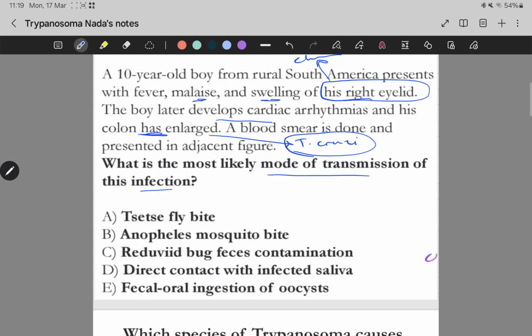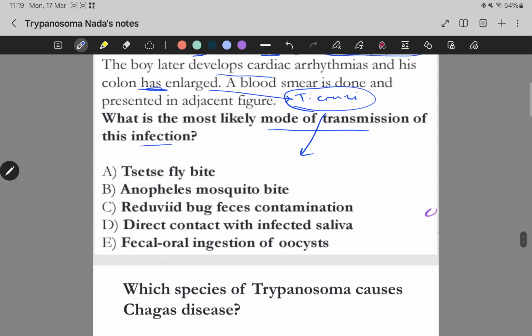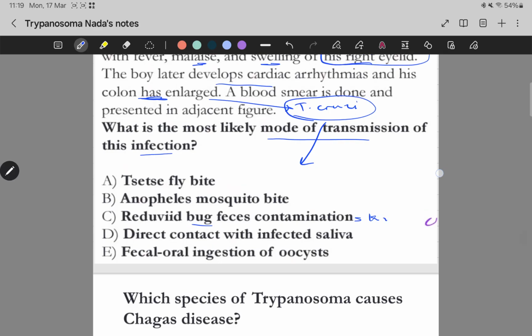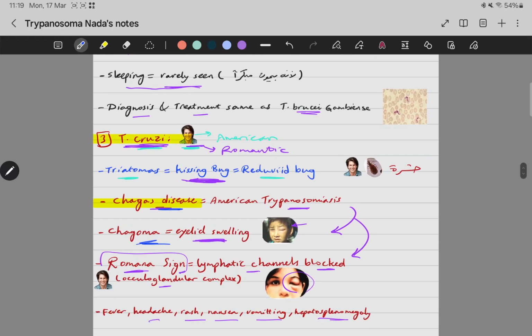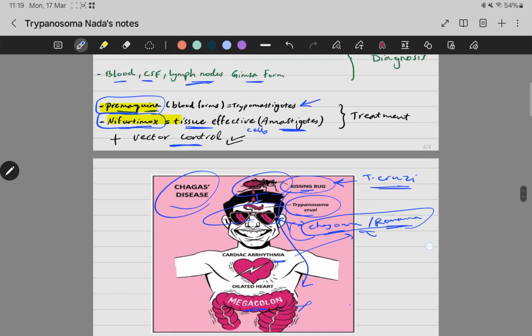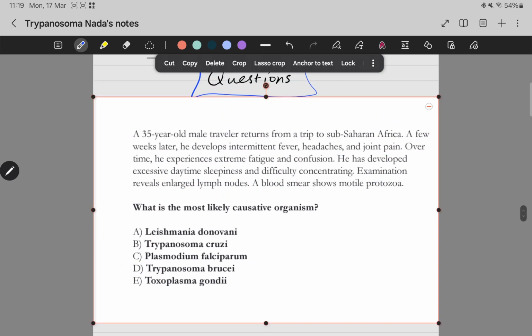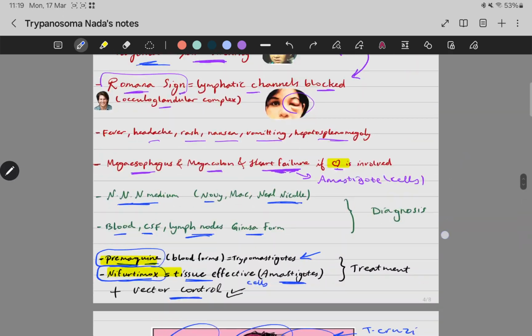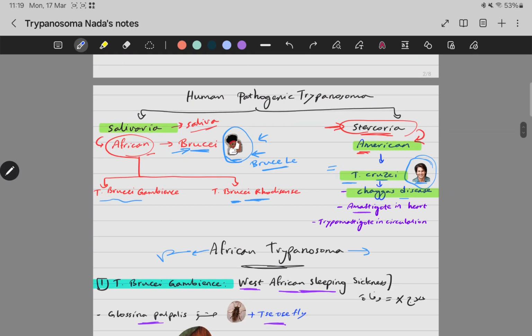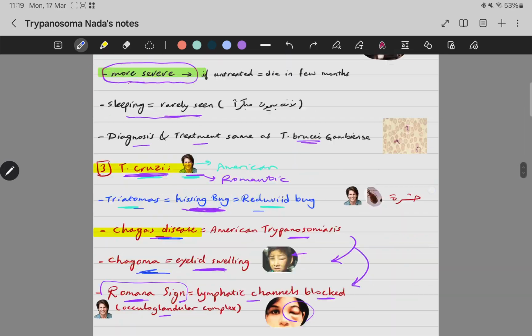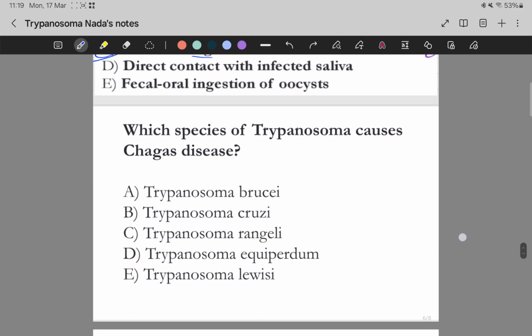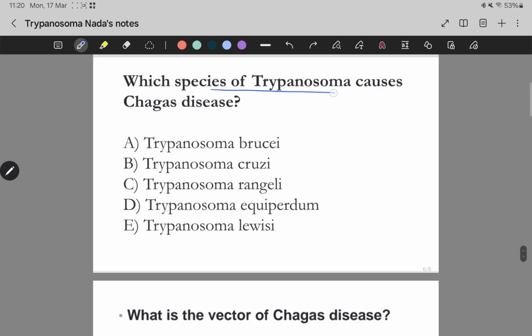It's Trypanosoma cruzi. So the most likely causing insect is the reduviid bug, also known as kissing bug, also known as triatoma bug. As you can see here, as I told you, it has different names: triatoma, kissing bug, and reduviid bug. So reduviid bug feces, because this is stercoraria, as I told you before. American Trypanosoma is stercoraria, meaning the insect bites us, but we get the infection from the feces, if transmitted to us by any means. Okay, which species of Trypanosoma causes Chagas disease?